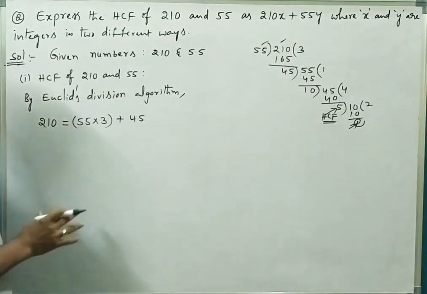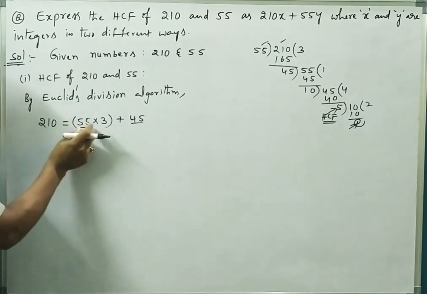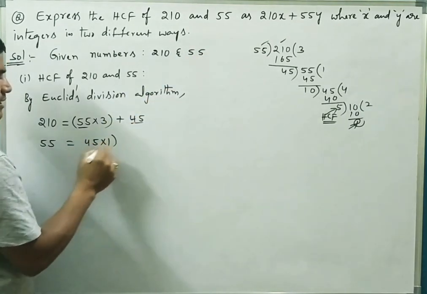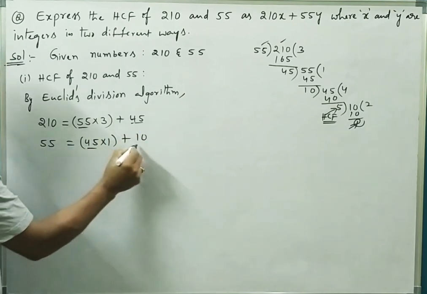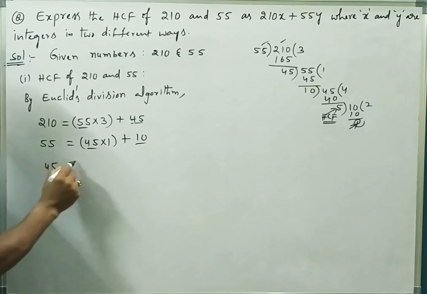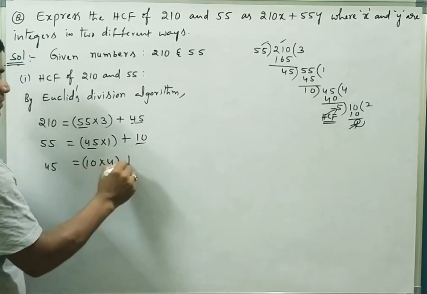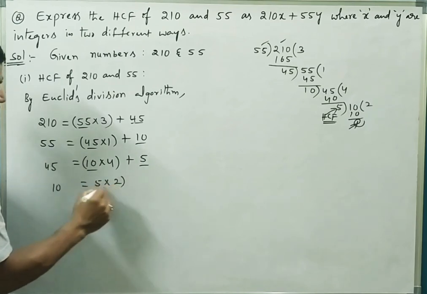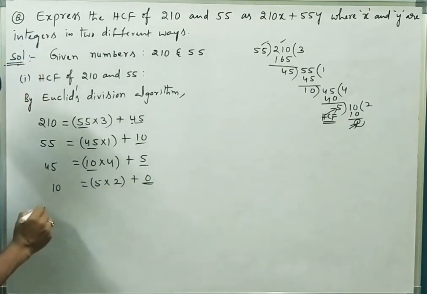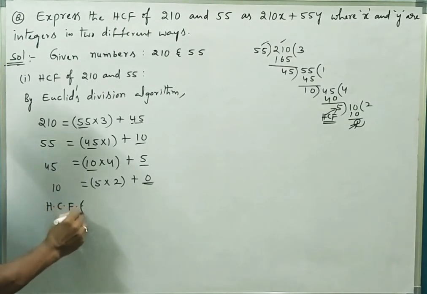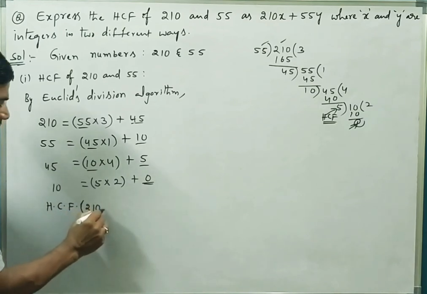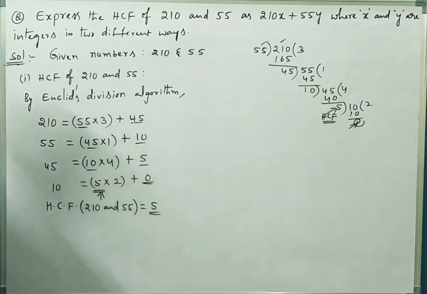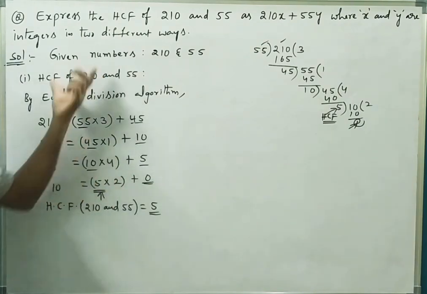How do we write the statements? Again apply the division algorithm for these two, that is 55 can be expressed as 45 1 time plus remainder 10. Again for these two, 45 can be written as 10 into 4 plus 5. Again for these two, 10 can be written as 5 into 2, remainder 0. As the remainder is 0, the HCF of the given two numbers 210 and 55 is equal to 5. This divisor is the HCF. Yes, very easy. You can easily find the HCF.